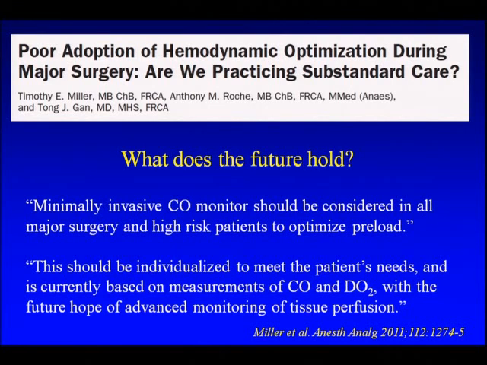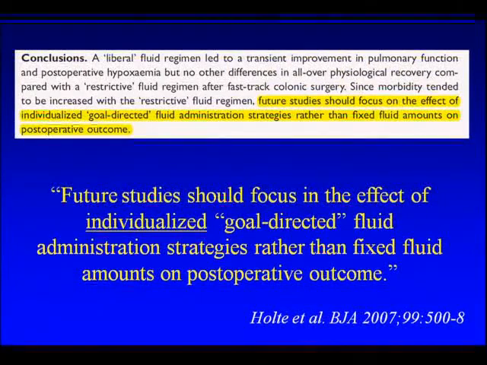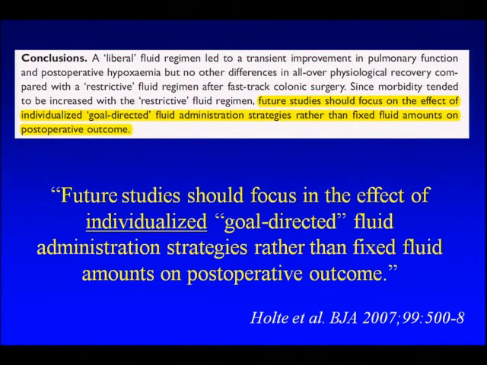Gone are the days where you can apply a standard formula saying that you give this patient 4-5 mils per kilo per hour, and just calculate a formula regardless of the type of procedure, regardless of the type of patients, and some patients certainly come to us with a different fluid status even from the beginning. In fact, Hendrik Heerdt echoed the same message. In a number of studies that have been done, one of the conclusions suggests that we should focus on individualized goal-directed fluid administration rather than just using a formula that applies to everyone.